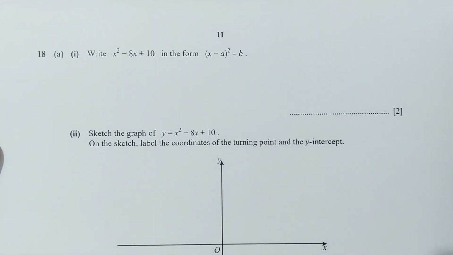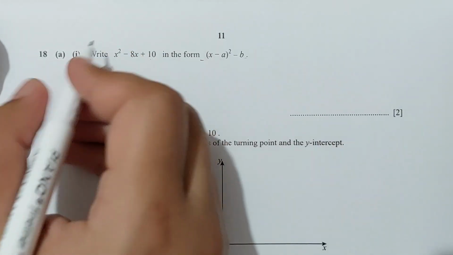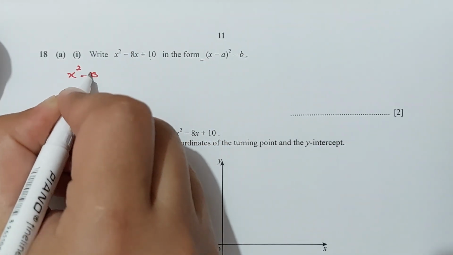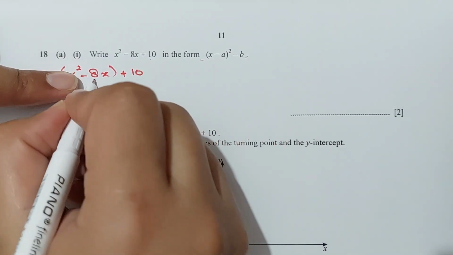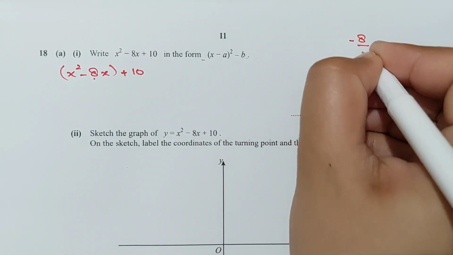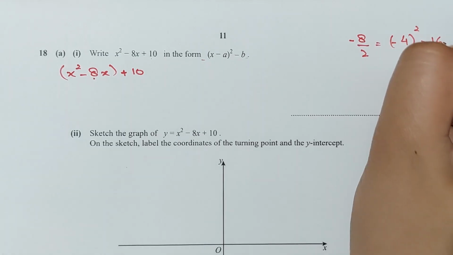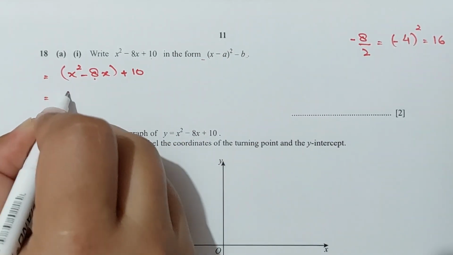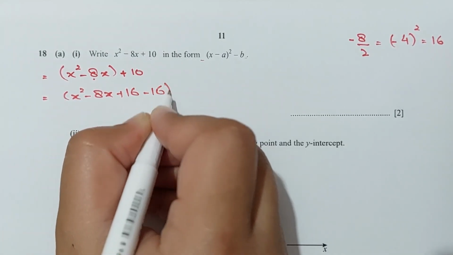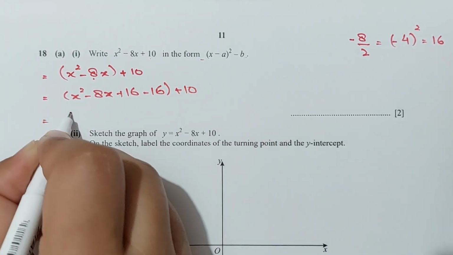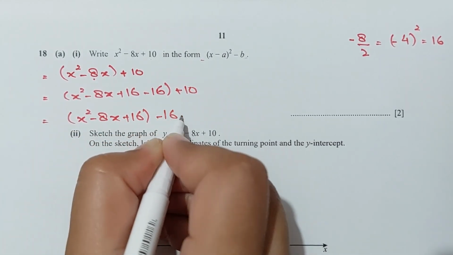Question number 18, part A. Number 1, write the standard form of a quadratic equation into the vertex form. First we have to take the coefficient of x square common from the first and the second term, since it is just 1, so no need to take anything common. Now take the coefficient of x, which is negative 8, divided by 2, which is equal to minus 4. Take its whole square, that is equal to 16. Now add and subtract 16 inside the bracket. X square minus 8x plus 16 minus 16 plus 10 is outside. Now combine the first three terms, x square minus 8x plus 16, and now minus 16 plus 10 is outside.